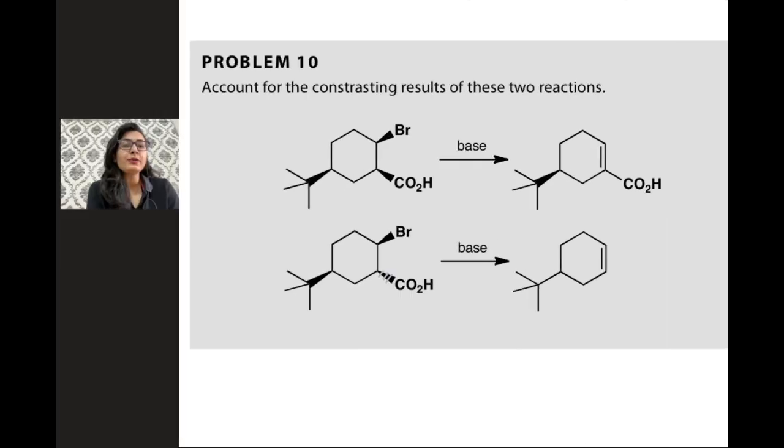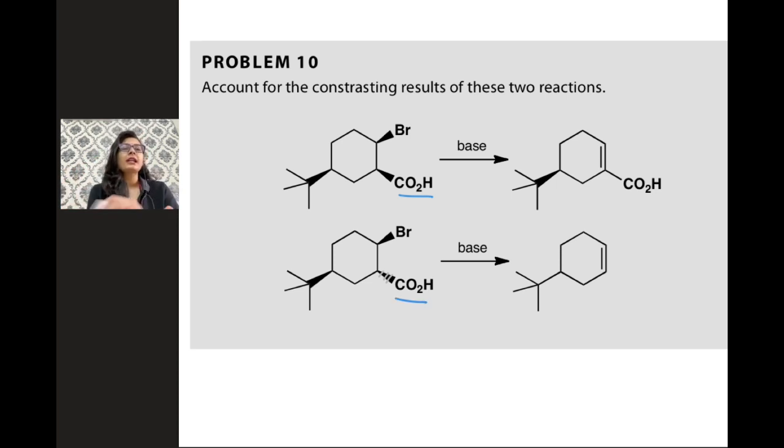All right. Similarly, you must try out one more question which is very, very important, very easy to do. The question is, account for the contrasting result of these two reactions. What are the two reactions? As you can see, in one of the molecules, you have a tertiary butyl group attached to the cyclohexane, then a bromide, and then a carboxylic acid group. Here the only difference is that you have a carboxylic acid group above, and this one over here is written below.